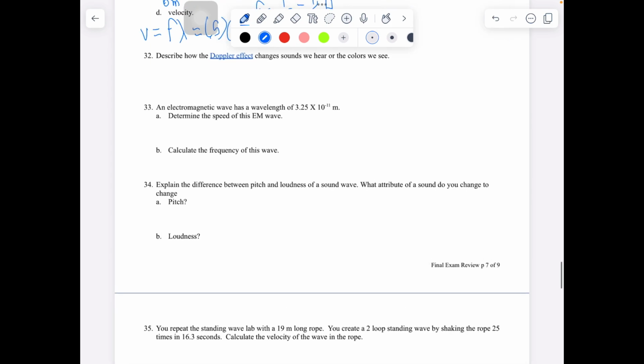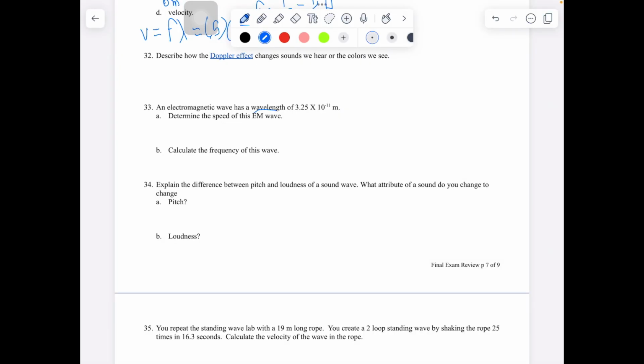So, something that might be confusing about this problem is that, what's an EM wave, right? EM just means electromagnetic, right? All electromagnetic waves is just a fancy way to say light. The speed of light is a constant. The speed of light is generally abbreviated by this variable c, where the speed of light, or c, is 3 times 10 to the 8th meters per second.